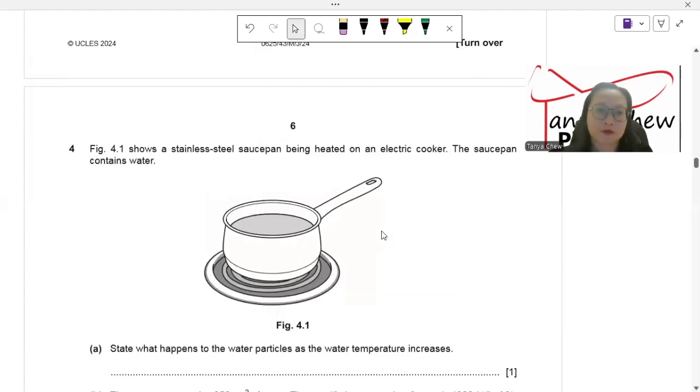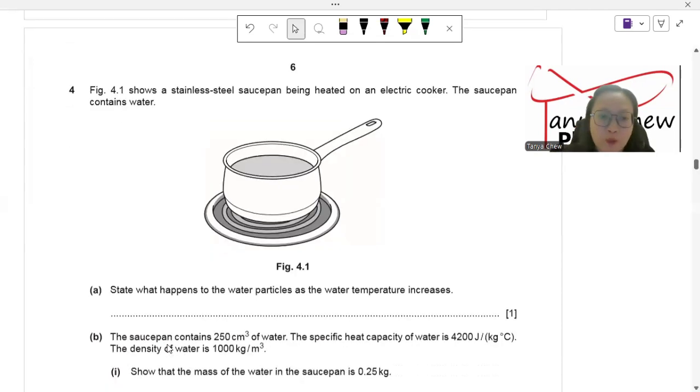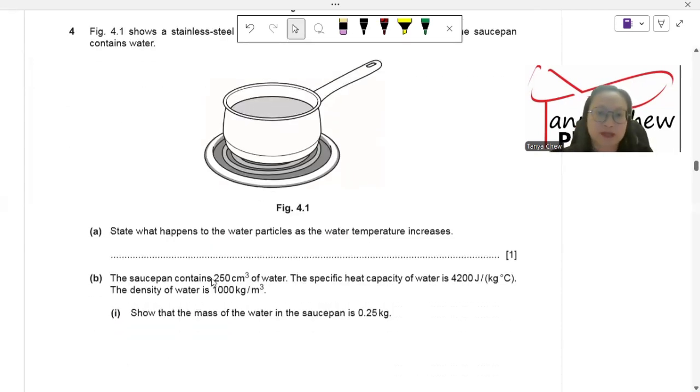Question number 4. Fig 4.1 shows a stainless steel saucepan being heated on an electric cooker. The saucepan contains water. A, state what happens to the water particles as the water temperature increases. Don't you think temperature has a close connection to the kinetic energy of the particles? So definitely the kinetic energy of the water particles will increase. The water particles will vibrate or move more vigorously.